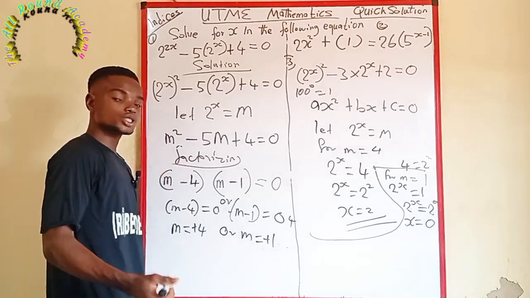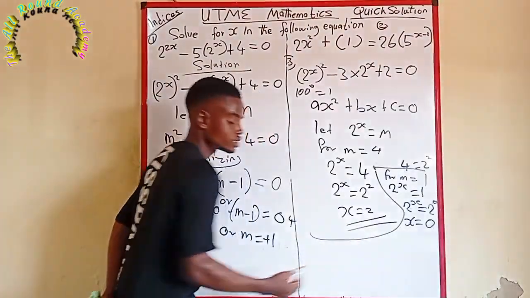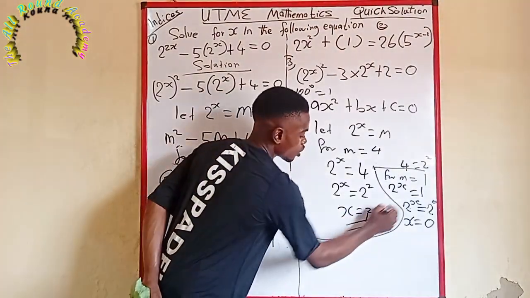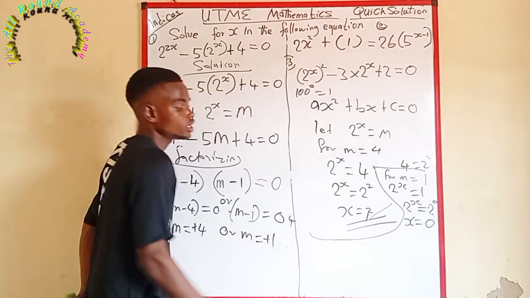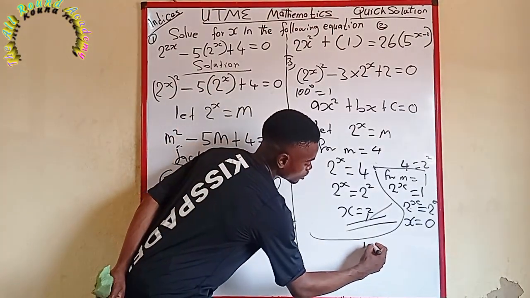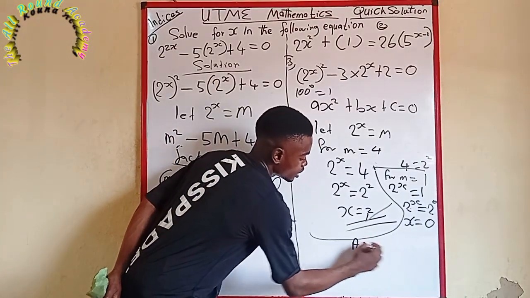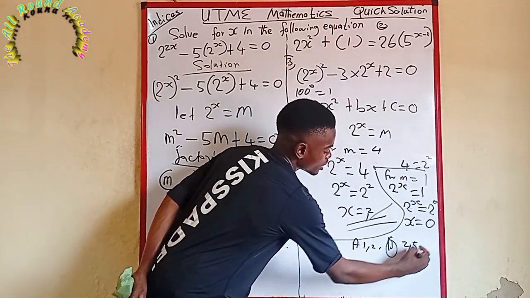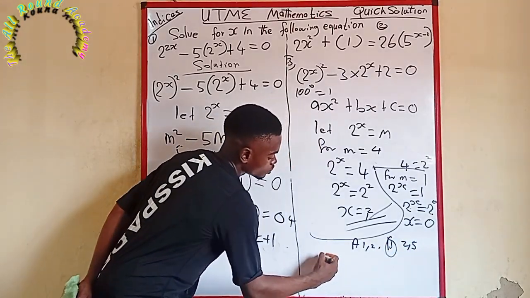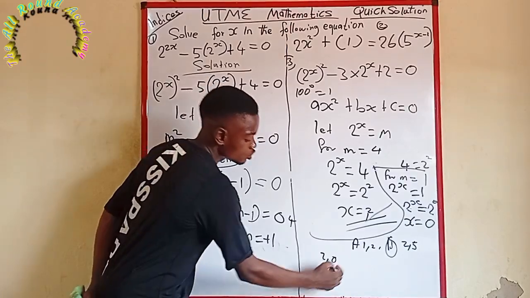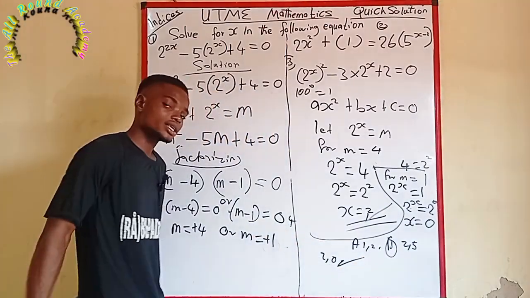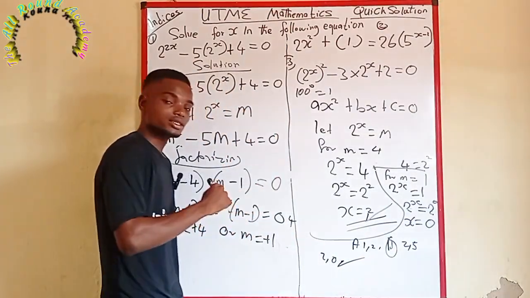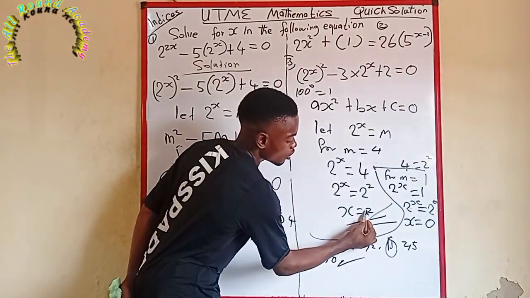If in the options you have only a single answer, hence this is your correct answer. But if there is something like 1 comma 2 in option A and 2 comma 5 in option B, and in option C you have 2 comma 0, that means 2 comma 0 is your answer. But if there is any single answer, you have your answer to be 2 over here.